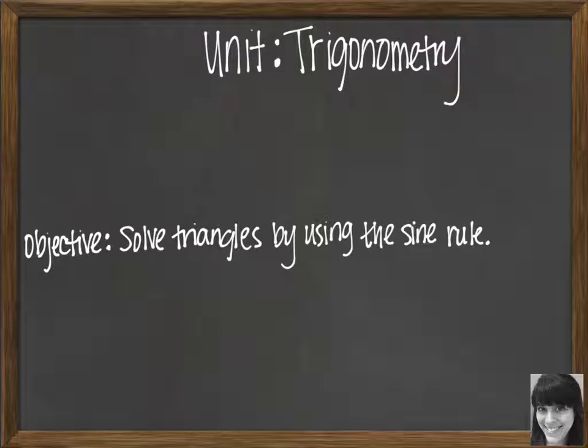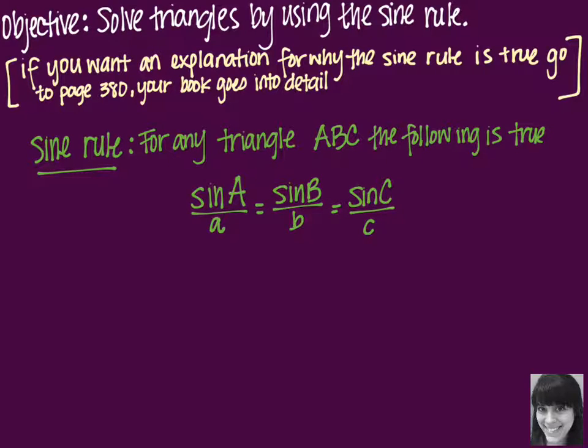Alright guys, this is trigonometry. We're going to be solving triangles using the sine rule. The sine rule is just taking the sine of any angle and dividing it by its opposite side. That creates a ratio, and you can set that equal to any of the other ratios in the triangle. So sine of A over A, sine of B over B, sine of C over C.